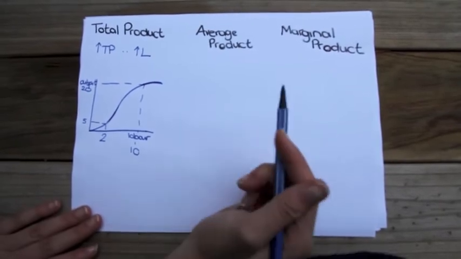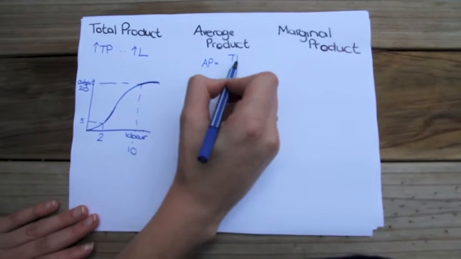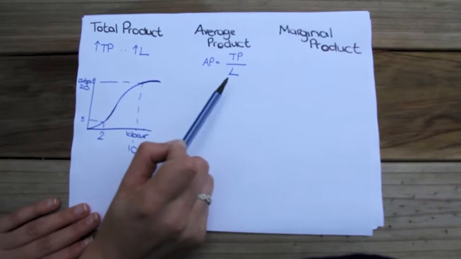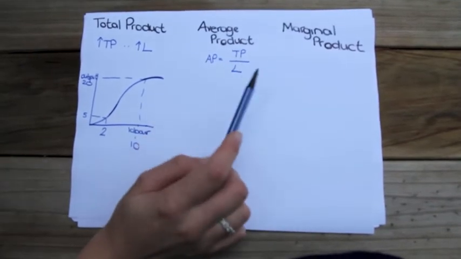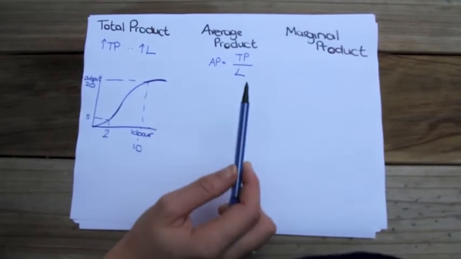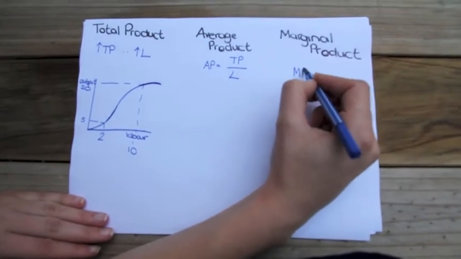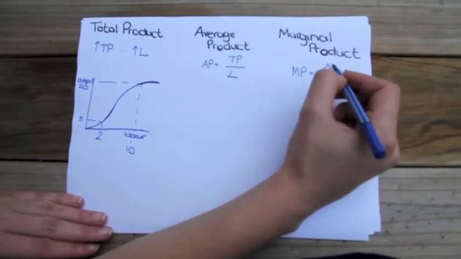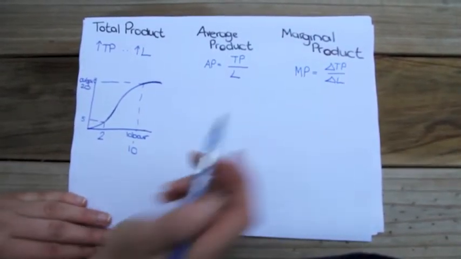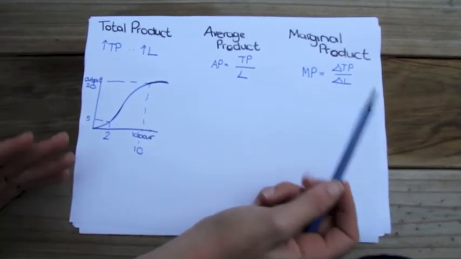Okay, now we're moving on to average product. As we said before, average product is equal to total product divided by labor. This is how productive each worker is for your company, how much total product is attributable to each worker. Now, marginal product, I'm just writing down all the formulas and then I'll give you an example. So marginal product is the change in total product divided by the change in labor. So this is by hiring 1 more worker, how much does my total product improve by?